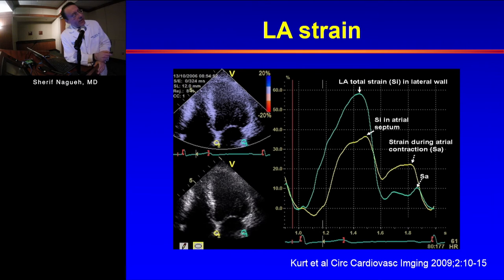And what we're looking at here is the strain curve from two regions with tissue Doppler, one in blue from the lateral wall and one in yellow from the septal wall of the atrium.